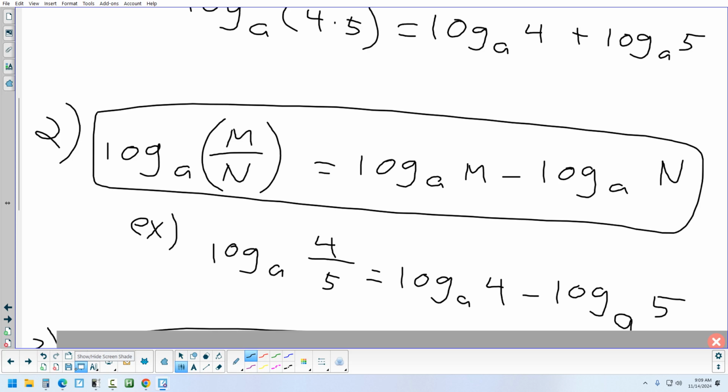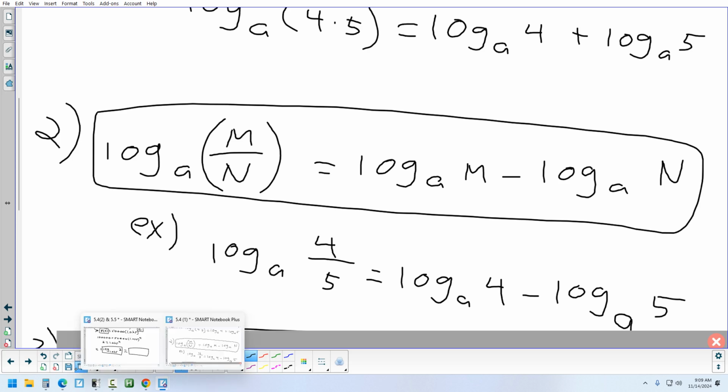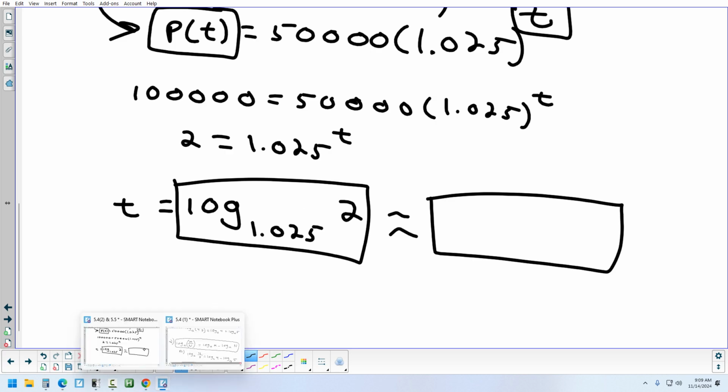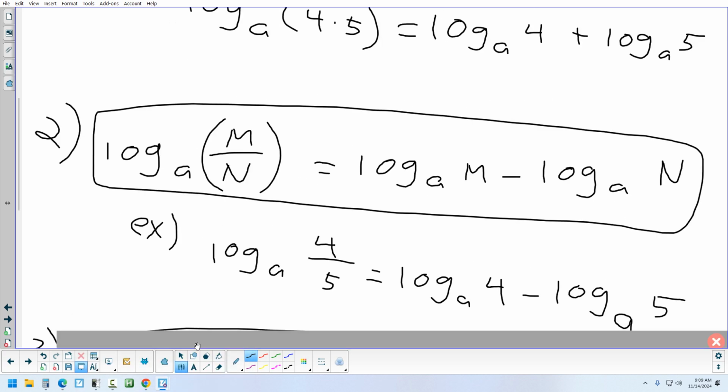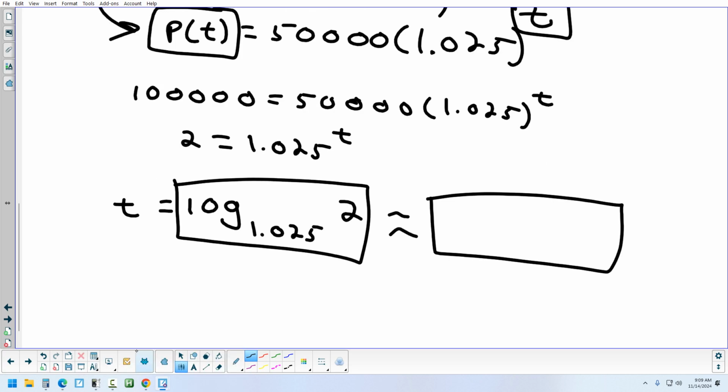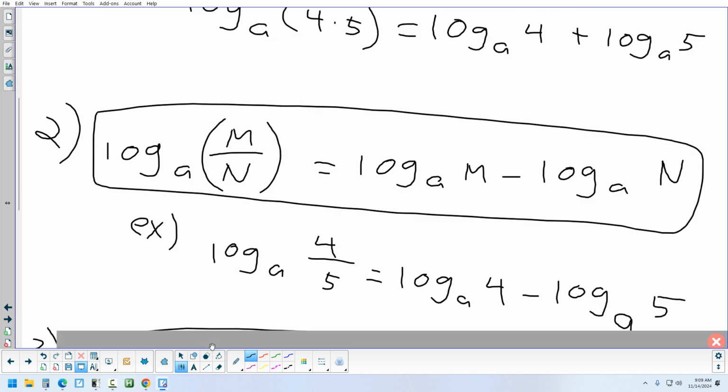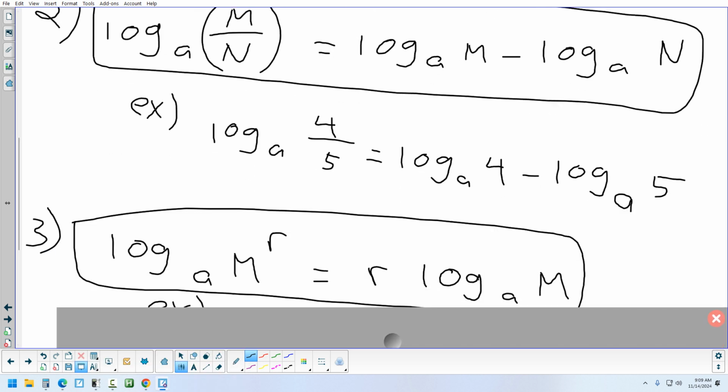Now, both of those properties, they're useful. It doesn't help us to still answer that question, though. But we are going to practice these properties. The third property is what's going to help us to answer how we type this in on a calculator. Log over log. So let's look at this one. This says log base a, and then the argument is m to the r. When you have an exponent on a logarithm, you can take that exponent and put it in front.